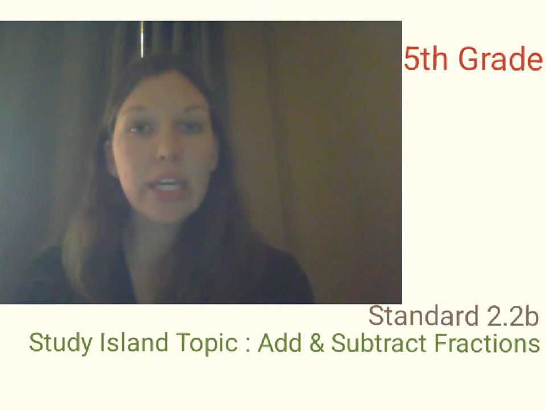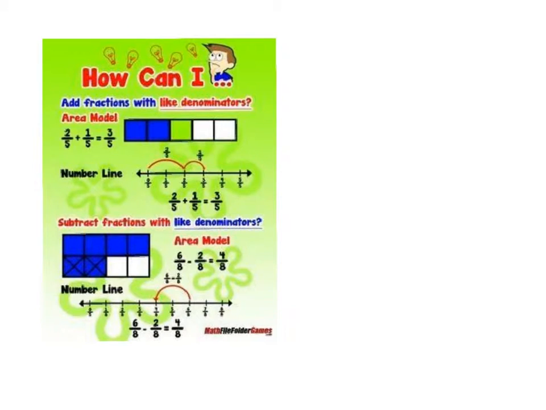So I'm so glad that you are joining us today, and let's go ahead and take some notes. So first let's look at how you add fractions with like denominators. If you add fractions with like denominators, you're just going to add the tops. And if you are going to subtract fractions with like denominators, then you just subtract the tops and the denominators carry through. And here's a couple of examples.